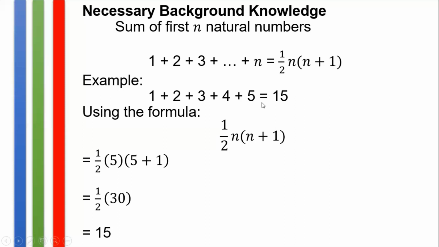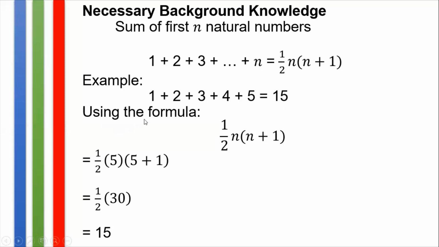By manual counting, like many of us would do it from left to right, let's say we have 1 plus 2, that's 3. 3 plus 3, 6. 6 plus 4, that's 10. 10 plus 5 equals 15. So the sum of the first five natural numbers is 15.